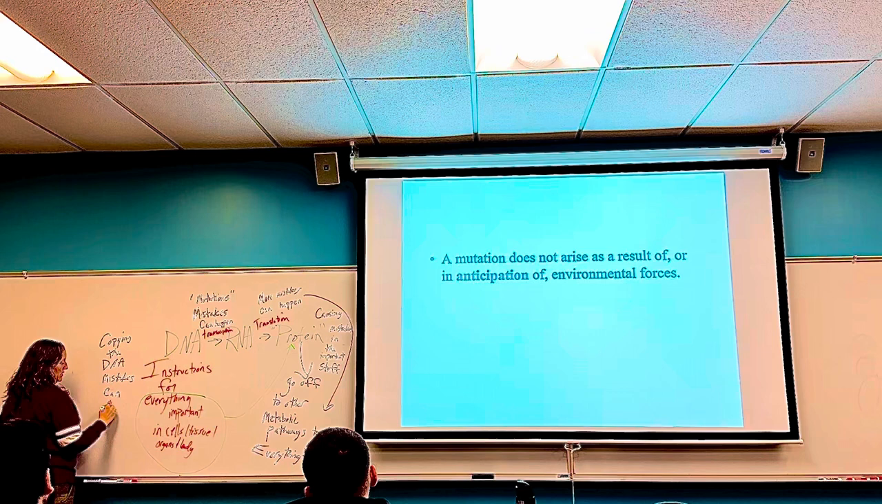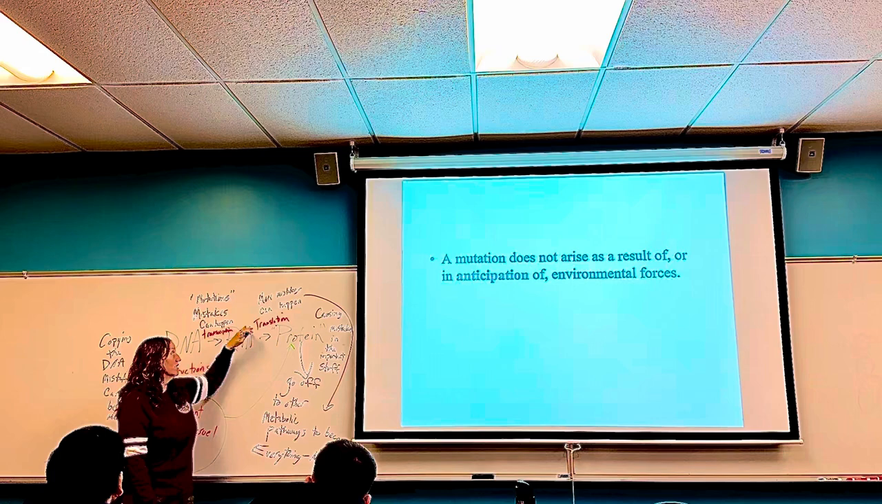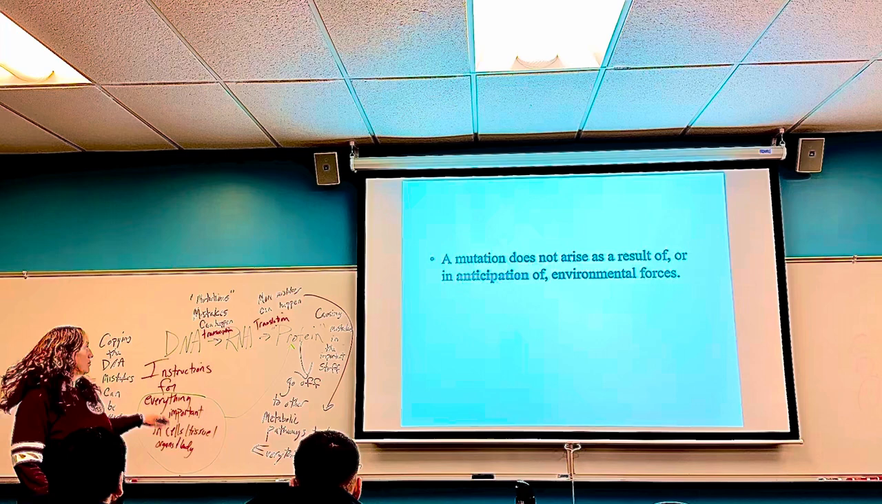You could have mistakes in the copying of the DNA, and you could have mistakes in the DNA making a transcript of the RNA, and then you could have a mistake in the RNA translating into the protein. So you've got a lot of different places, not just the copying of the DNA before cell reproduction. Yeah, good question.